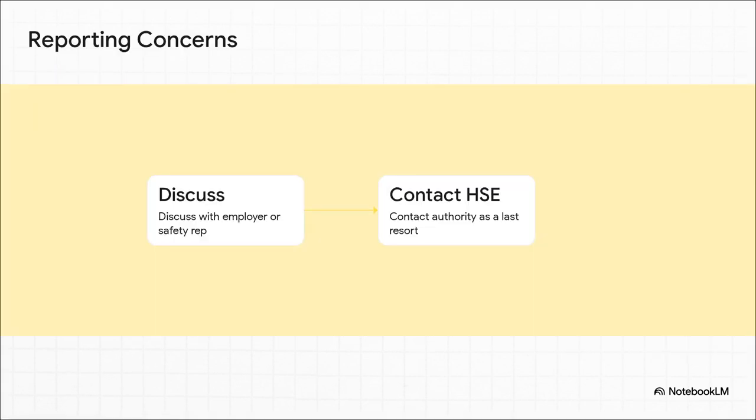So what exactly do you do if you spot a safety failure or notice someone neglecting these responsibilities? Here is the concrete actionable procedure you should follow. Step 1. Discuss your concerns directly with your employer, your immediate boss, your safety representative, or your trade union official. They are always your first point of contact. Step 2. If the issue remains completely unresolved, then, as a strict last resort, you get in touch with the authority responsible for enforcing health and safety in your workplace, which is either the HSE or your local authority.